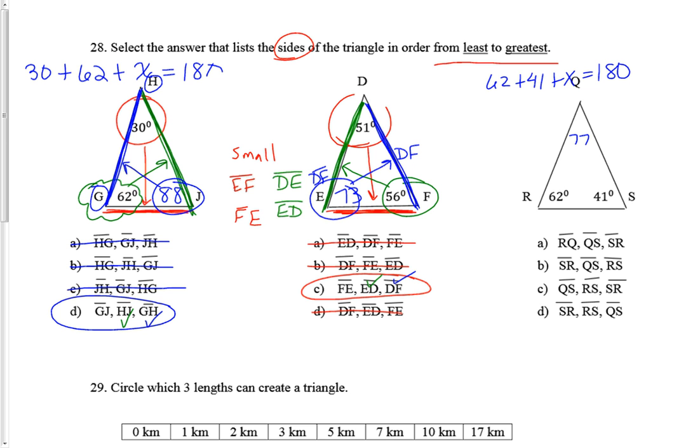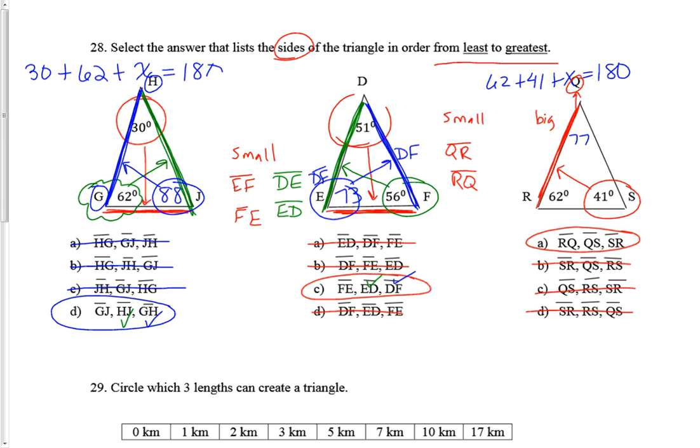And again, I'm going from smallest to biggest. So I take the smallest angle, which is 41 degrees. The side across from it is called QR. You can't see the Q, but it's right there. So my smallest is called QR, which could also be called RQ. So I go to my answer choices, and it looks like my answer should be A.